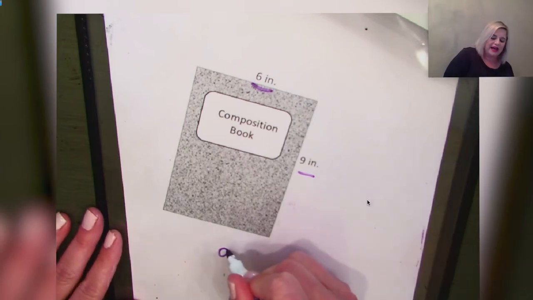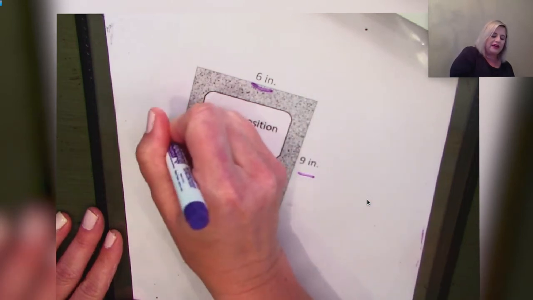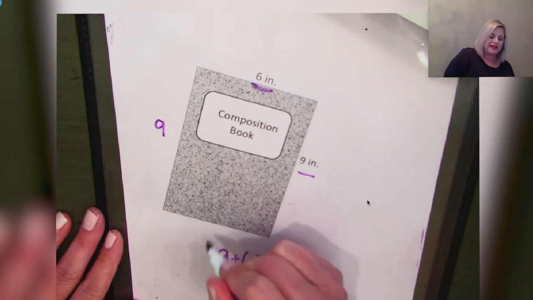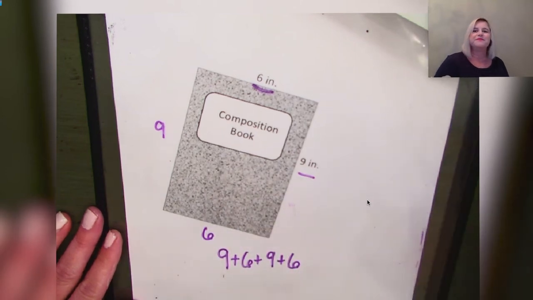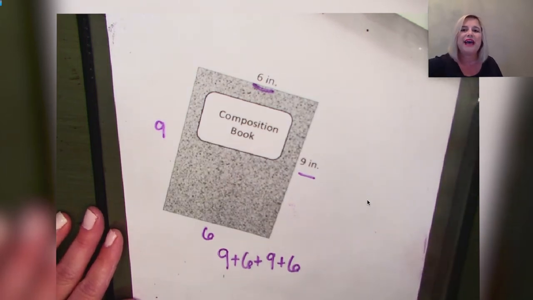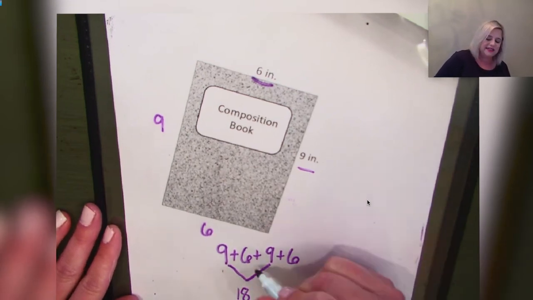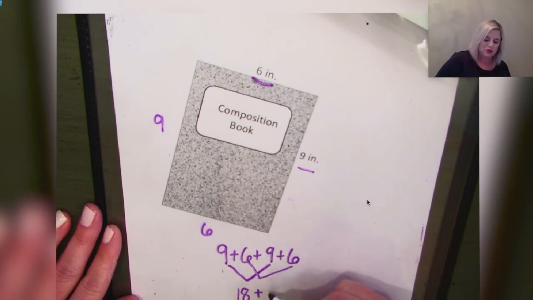We have 9 plus 6 plus another 9 plus another 6. How did I know that I had another 9 and another 6? Very good, because it's a rectangle, and we know the opposite side is the same length. Now what I could do is add them together. I can take 9 plus 9 equals 18, and then 6 plus 6 equals 12, which equals a total of 30.